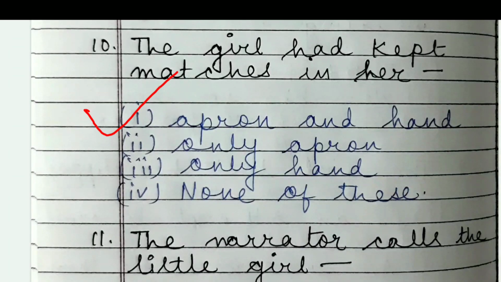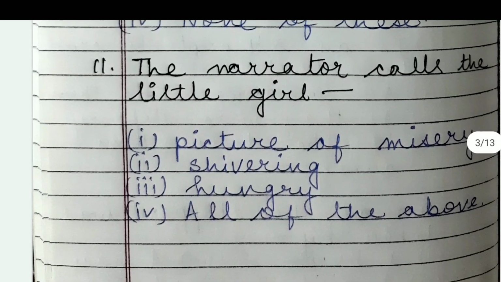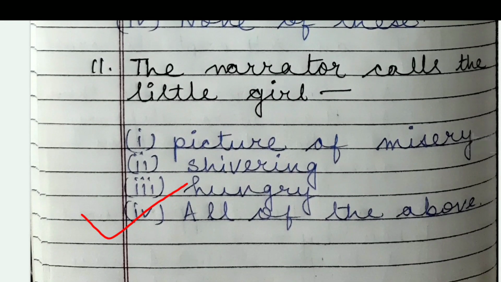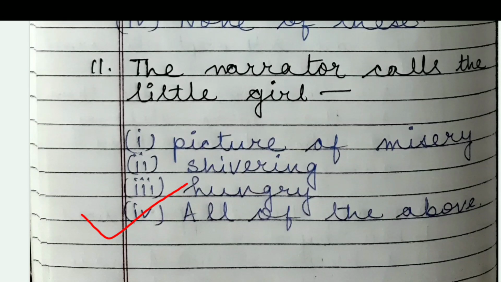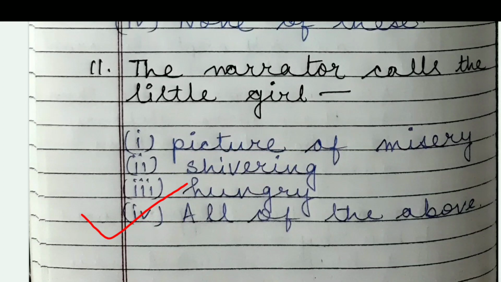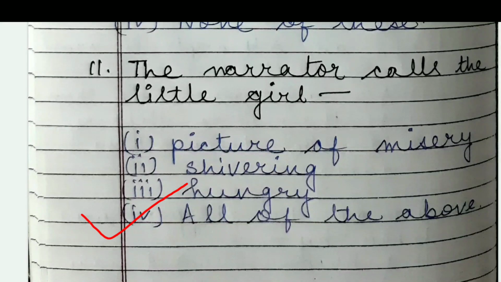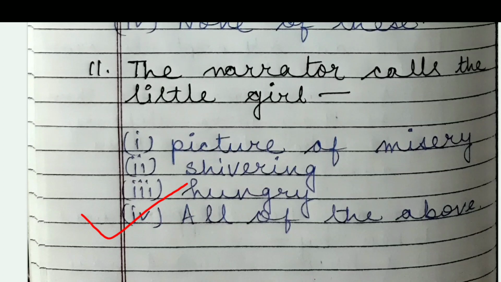Well, moving on to the next question, question number 11. The narrator calls the little girl. What does the narrator call the little girl? Option 1, a picture of misery. Option 2, shivering. Option 3, hungry. Option 4, all of the above. Well, the narrator describes the girl with all these 3 adjectives. She was a picture of misery. She was shivering with cold, and she was extremely hungry. So the right answer will be option 4, all of the above.